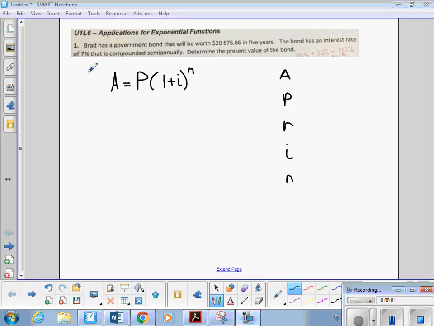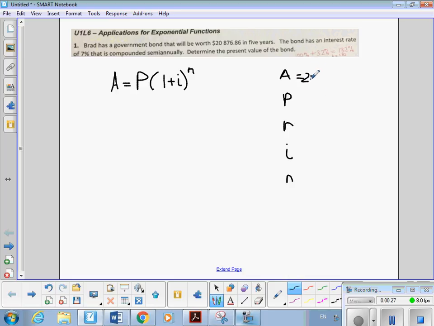In this equation, I've given us the general equation that we're going to be using. And I go into the question and see what they actually give us. It says Brad has a government bond that will be worth $20,876.96 in 5 years. So this is a future amount, the amount that I'm going to have later on, so it's going to be this amount here.